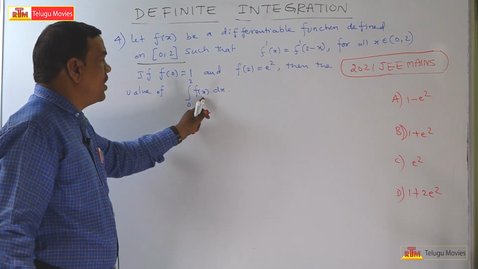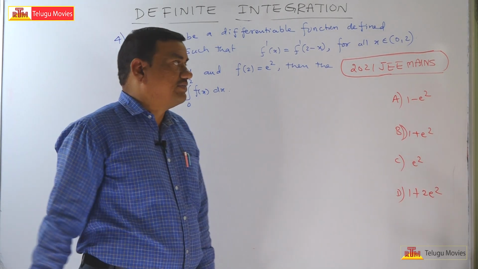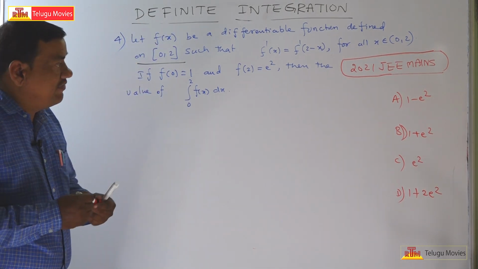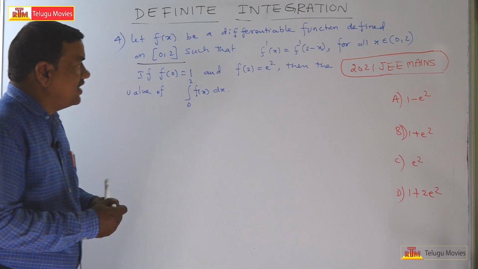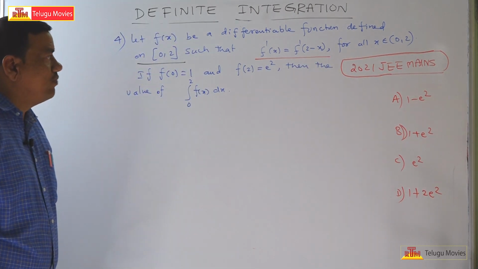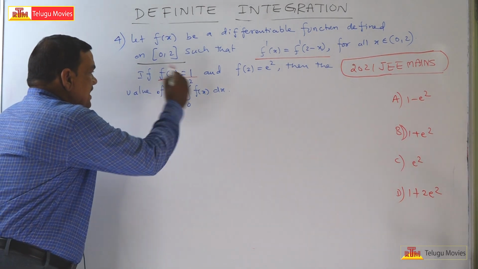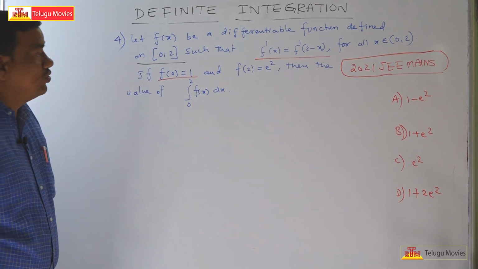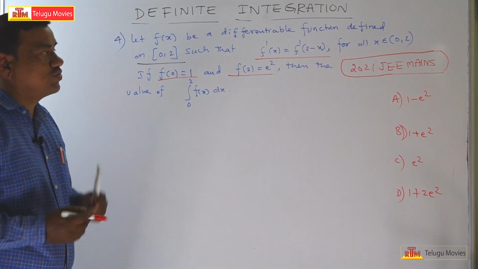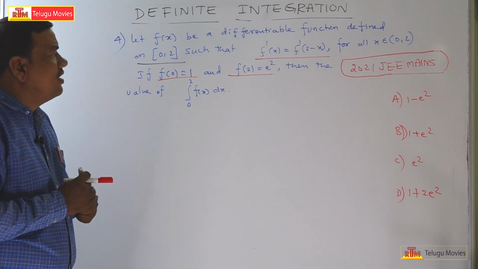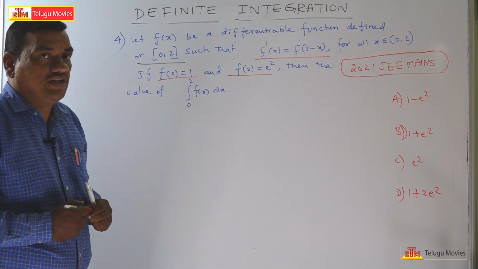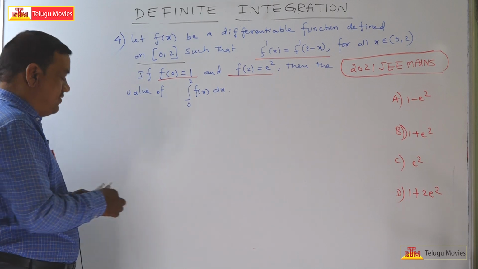That means on the whole we have to find out the f of x function. For finding the f of x function, what is the given data? The first given data is f dash of x is equal to f dash of 2 minus x. Second data is f of 0 is equal to 1. Third data is f of 2 is equal to e square. So, using those three data together, let us try to find out the f of x value. First I will take the first data.